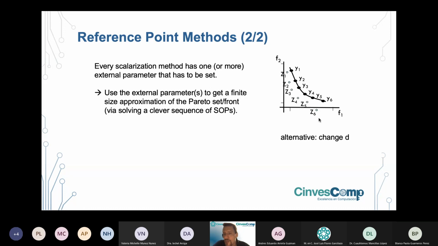There are methods that do that, and the method I just mentioned before doesn't change that. Actually, it changes the distance function, but it's the same thing. You use these scalarization functions and their external parameters in order to get a clever sequence of single objective problems. And this clever sequence delivers a nice approximation of the Pareto front. But it only works if the sequence is very cleverly chosen, and that's the problem. No approach comes for free. Sometimes it works, and in some cases it doesn't work. So this is still a drawback.